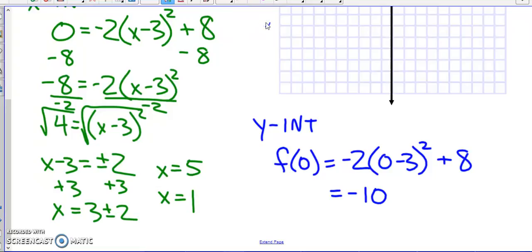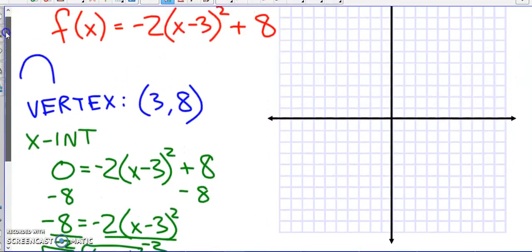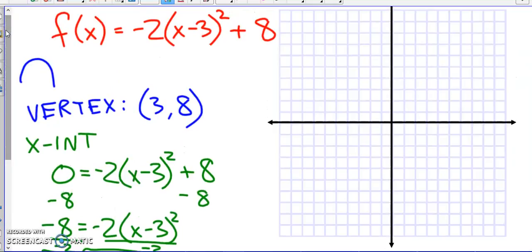All right. So now I just have to plot all this stuff on my grid because I haven't yet. Let's see. Green looks like a good color. Here's the y-intercept at negative 10. The x-intercepts are at 1 and 5. 3, 8 is right there.